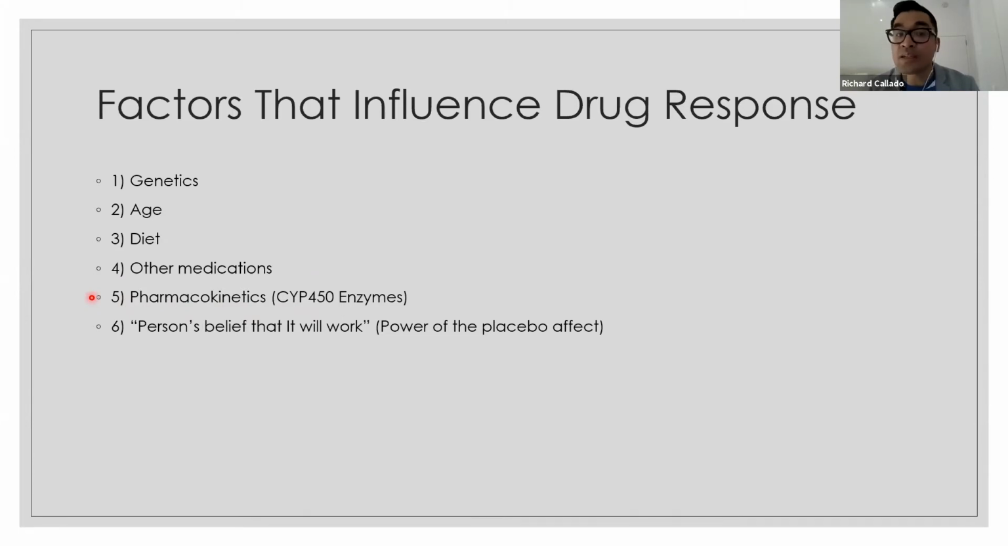That's a CYP450 enzyme. So our liver actually produces enzymes called CYP450 or cytochrome P450 enzymes. There's about 20 of them, and each medication is metabolized by different ones. So if one medication inhibits an enzyme for another medication, it can increase or decrease the levels of another medication, right? And number 6, the person's belief that it will work, right?